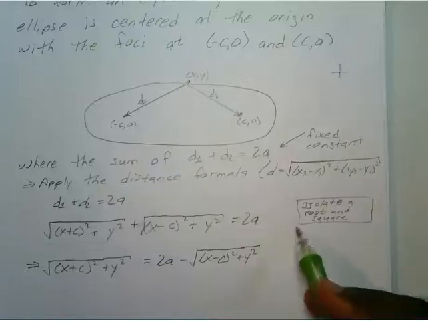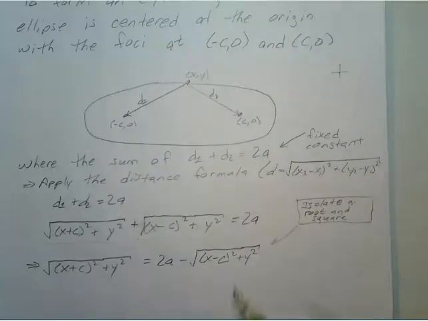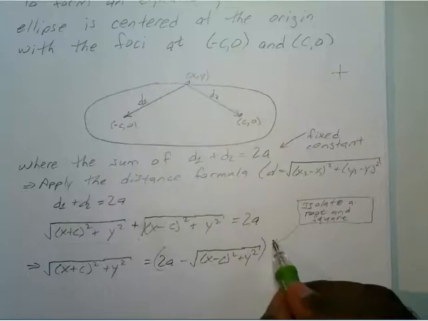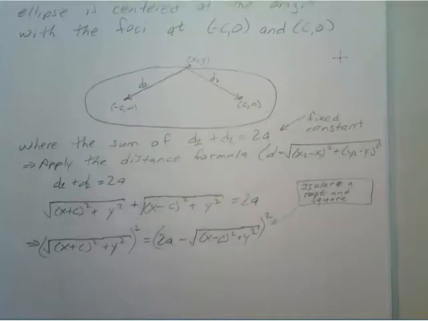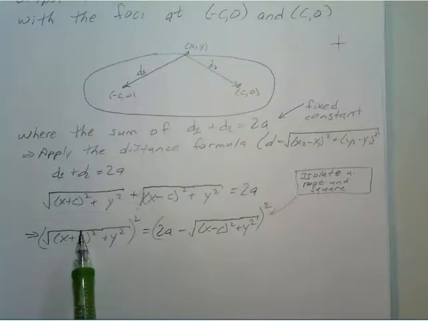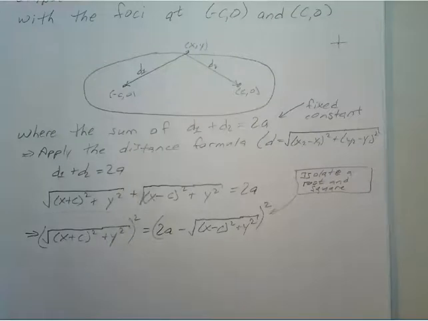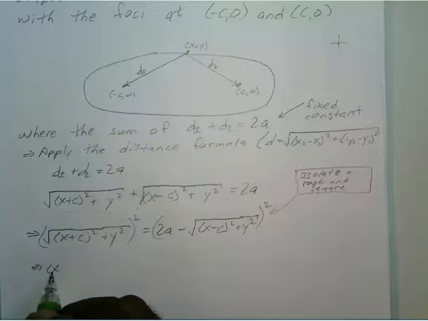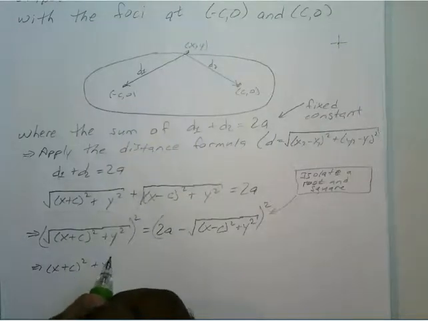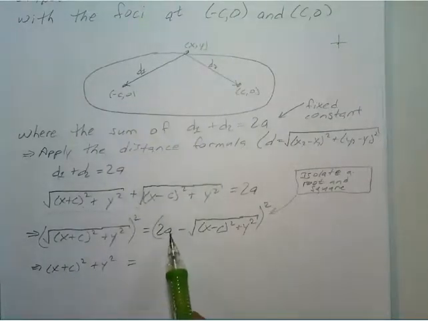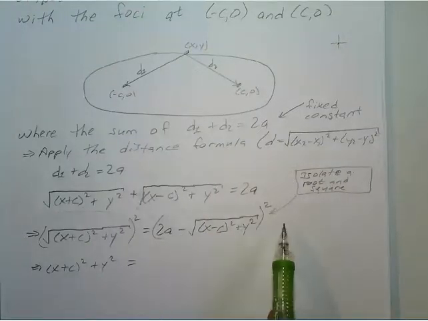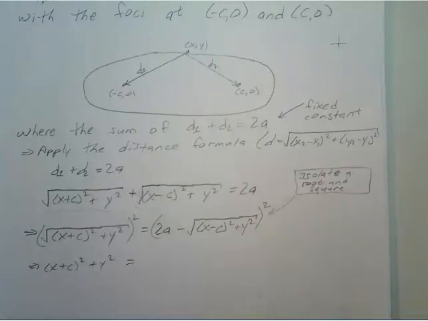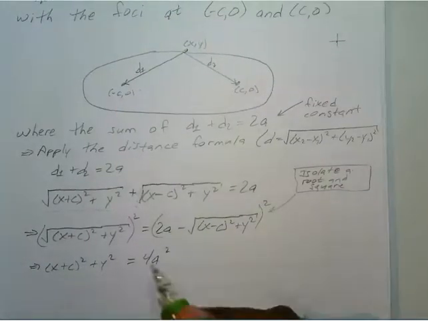All right, and now we square both sides. So we square this side and we square that side. Okay, so we know that the square root and the square cancel each other out. So this just becomes your radicand, which is (x plus c) squared plus y squared equals, and if you take 2a minus the square root of (x minus c) squared plus y squared, and you square it, and you use the FOIL method, you will end up with 4a squared.